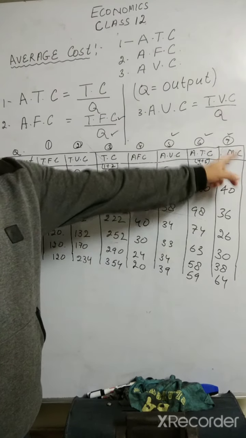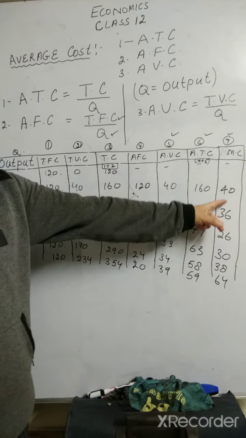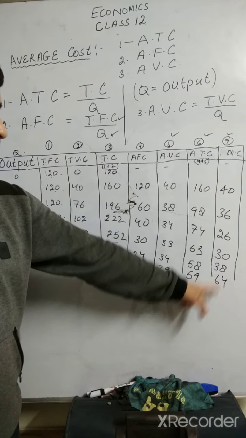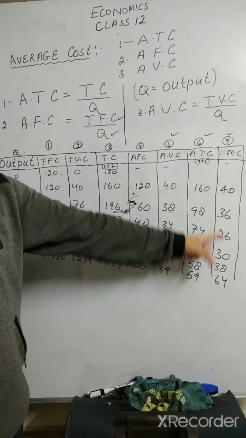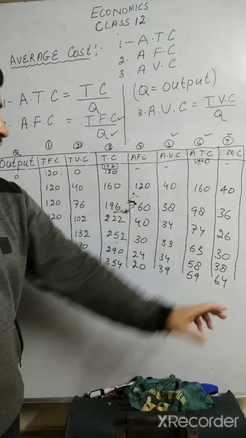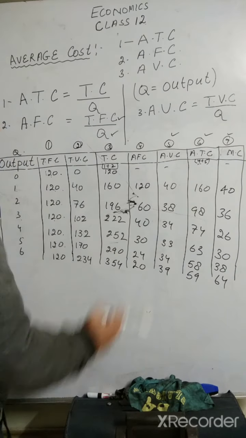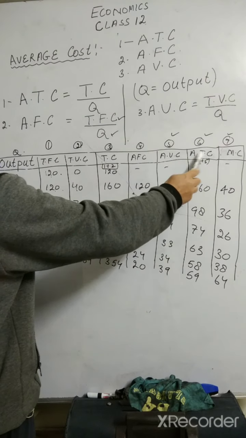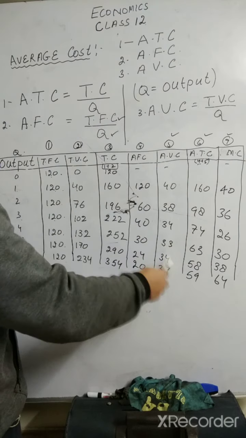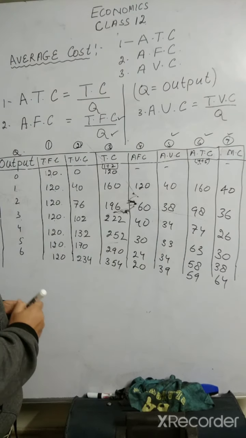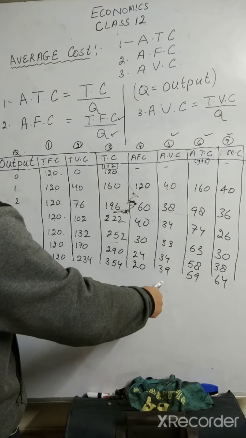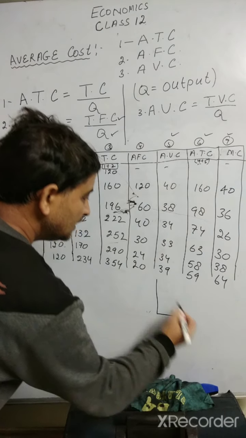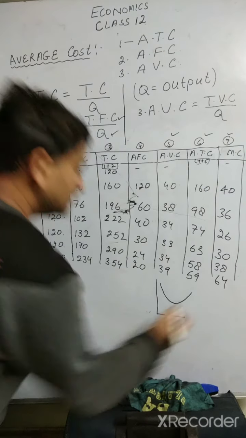Then next is the marginal cost. If you see the pattern of marginal cost, it also decreases, then starts increasing. Got it? So marginal cost also initially decreases, then starts increasing. So all these three, that is average variable cost, average total cost and marginal cost, initially decrease, then start increasing. So if you draw the graph or the curves for this, it will be U-shaped. U-shaped is like this. Initially decreasing, then increasing.